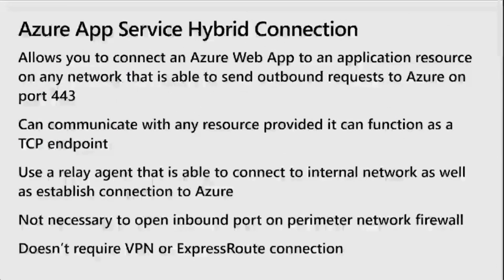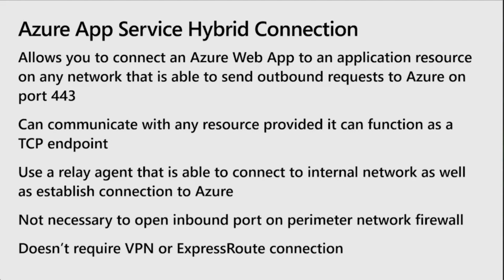So the next technology I wish to talk about in terms of hybrid cloud applications is the Azure App Service Hybrid Connection. So the idea of this one is rather than, as we did in the first one, we created a full relay from Azure to your on-premises application. With an Azure App Service Hybrid Connection, what it allows you to do is connect an Azure web app, obviously running in Azure, to an application resource on any network that is able to forward outbound requests to Azure on port 443.